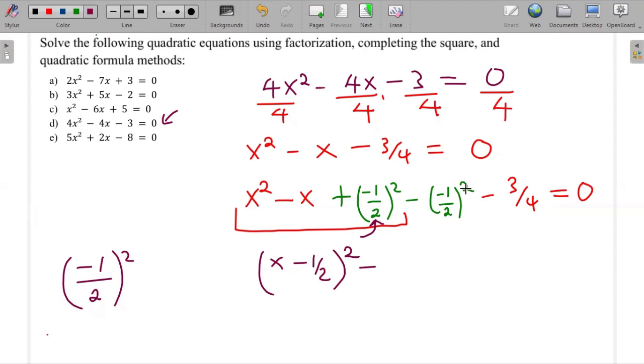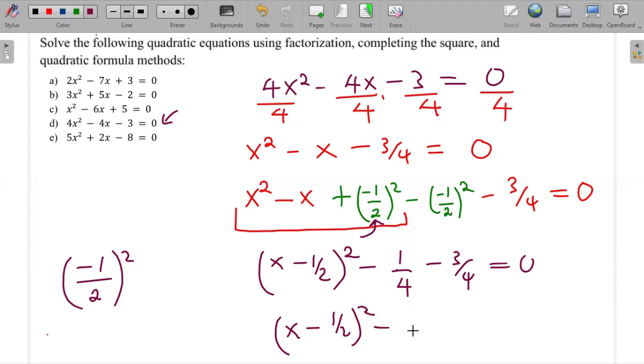But if I distribute this power to the minus 1, I just get a positive 1. I distribute the power of 2 to the 2, that will be 2 squared. That will just give me a 4. And then I have minus 3 over 4 is equals to 0. So this will just give me x minus 1 over 2 squared, okay?